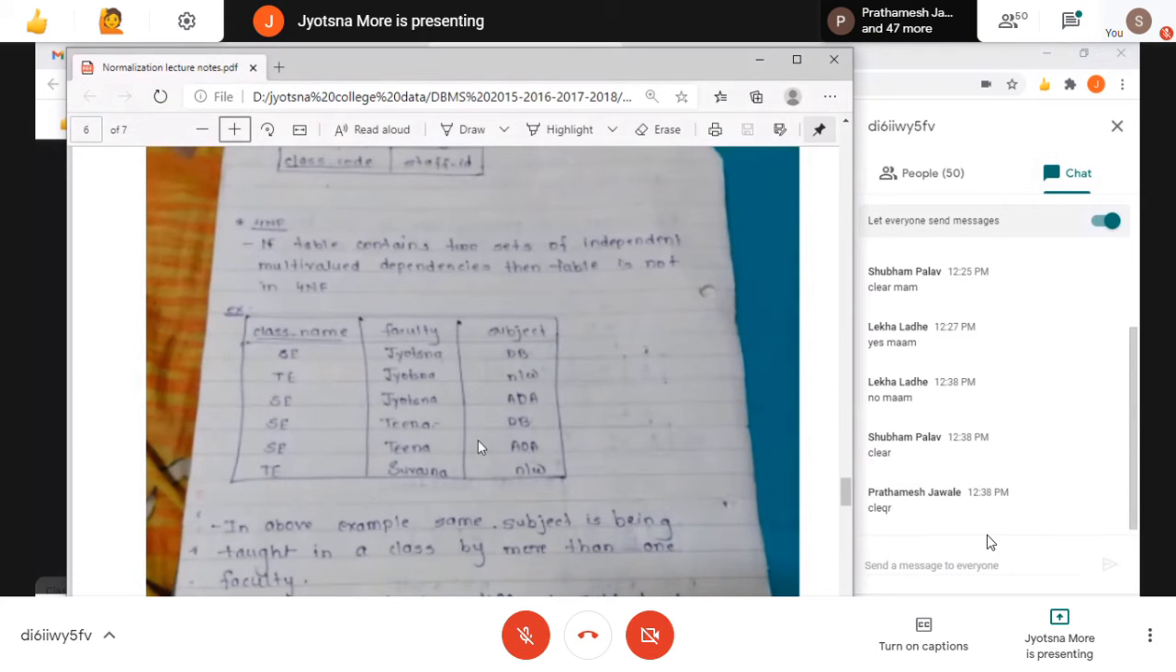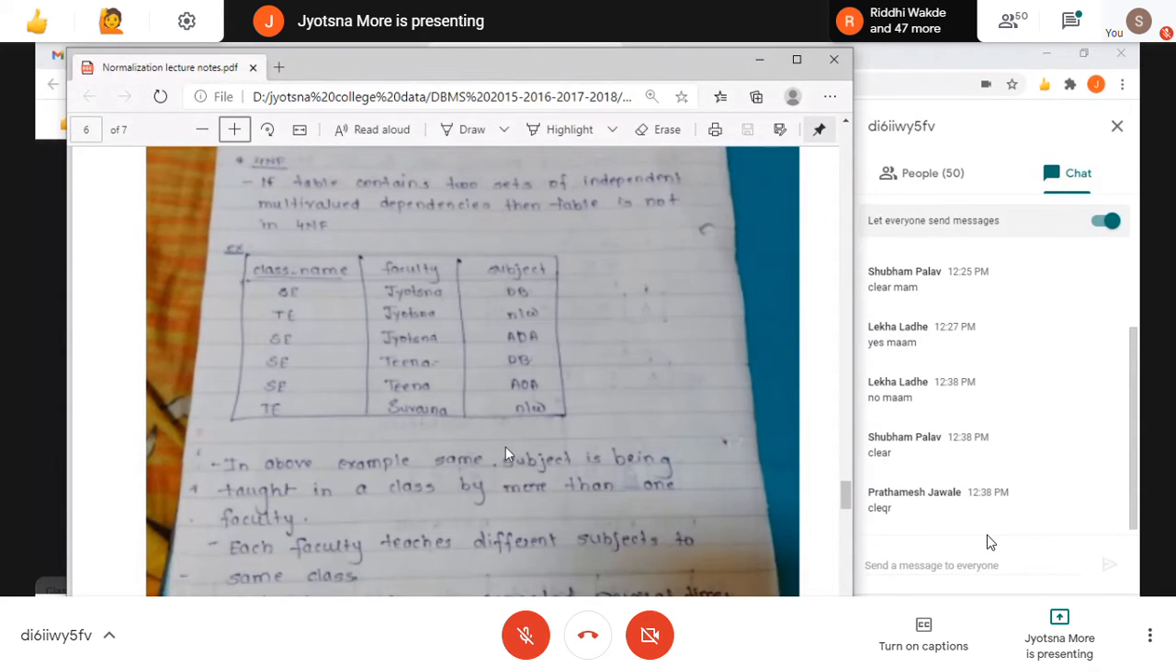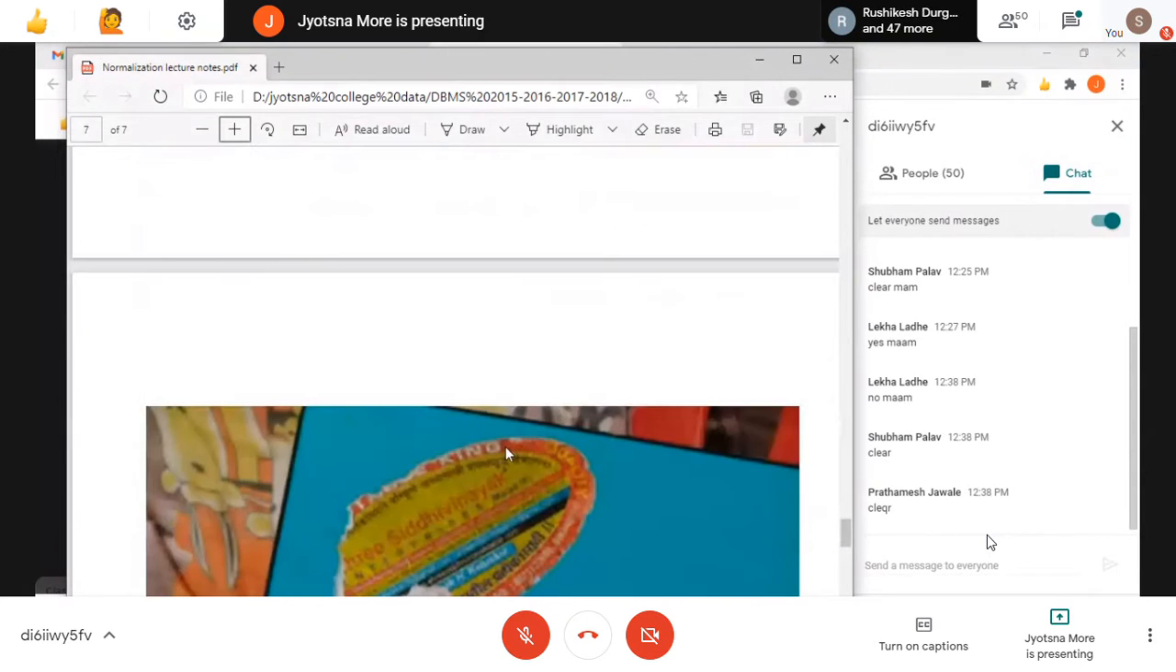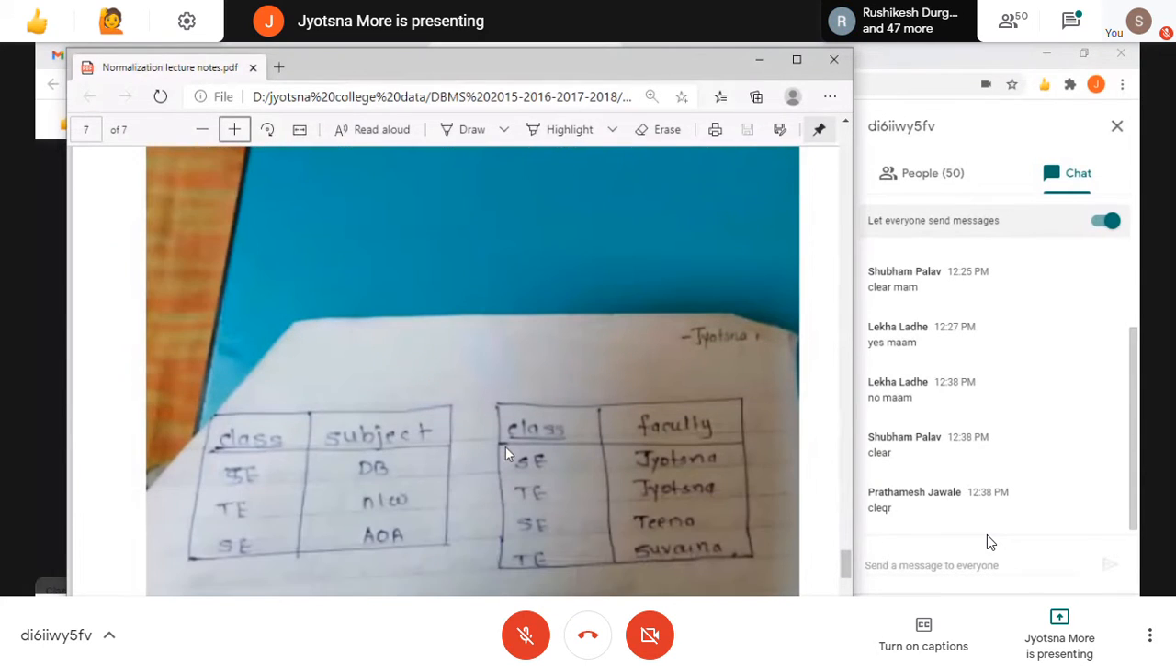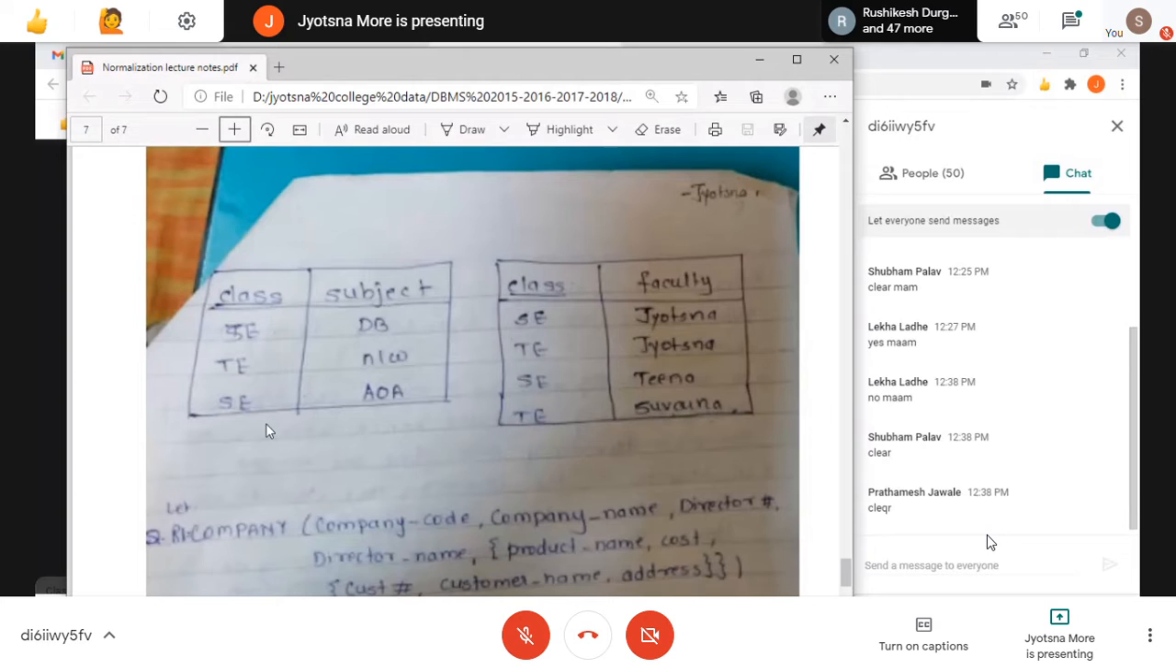Ma'am, we'll split class name with one subject and class name with faculty. Correct. So we'll split this with the class name with the faculty as one table, and the second table class name with the subject. Based on that, we'll get our problem solved, where we'll not have two multi-value dependencies. So I'm having here, you can see, I have taken class name with the subject. Subjects are different, so nothing is repeating over here.